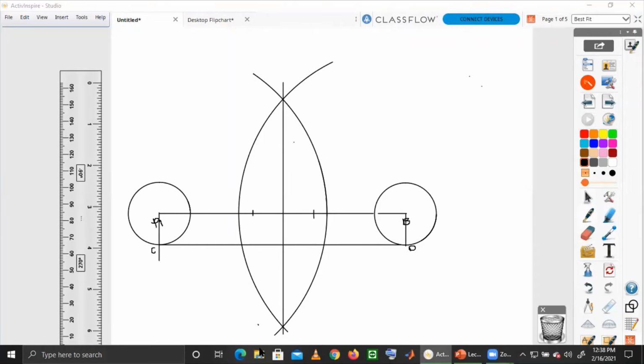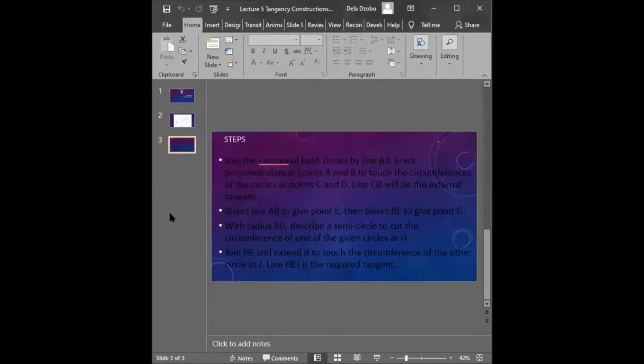And this perpendicular bisector we've just drawn is going to give us the point E. Check your steps from your handout. That's going to give us point E. Now, the next step requires us to bisect. So we finish with getting line BE.